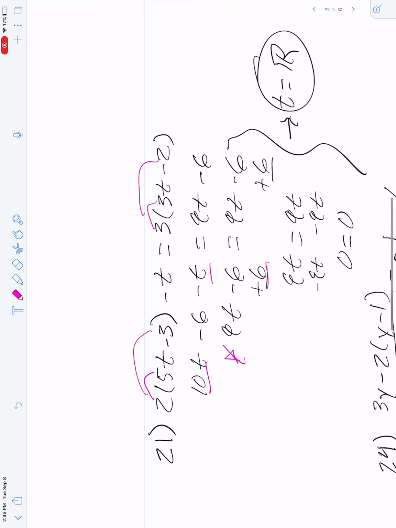So I can add 6 to both sides. Again, at this step, some people might recognize that it's all real numbers. And by the time we get to 0 equals 0, or a statement that is always true, I can see that I have all real numbers.